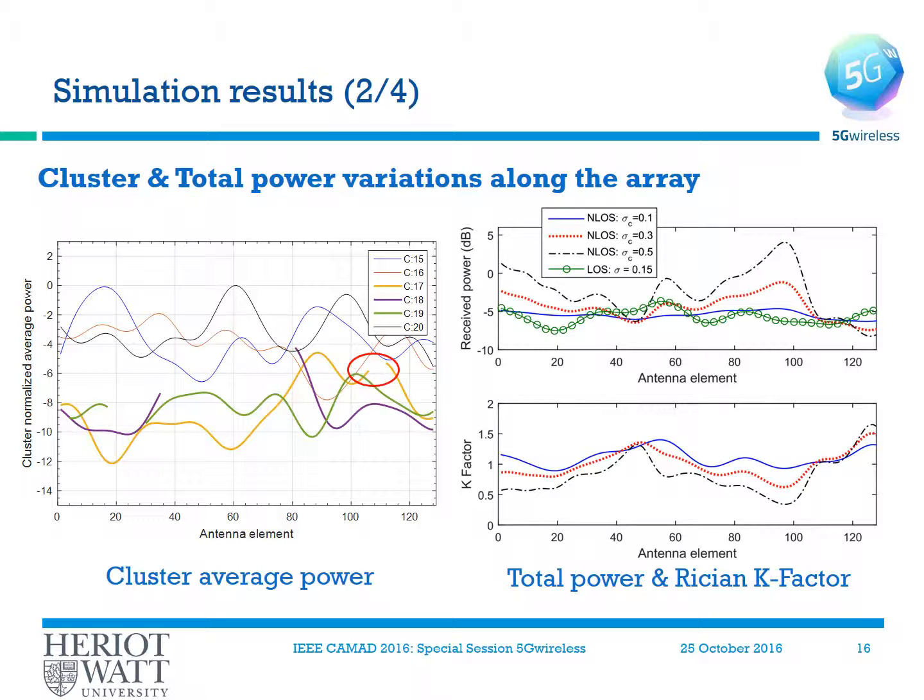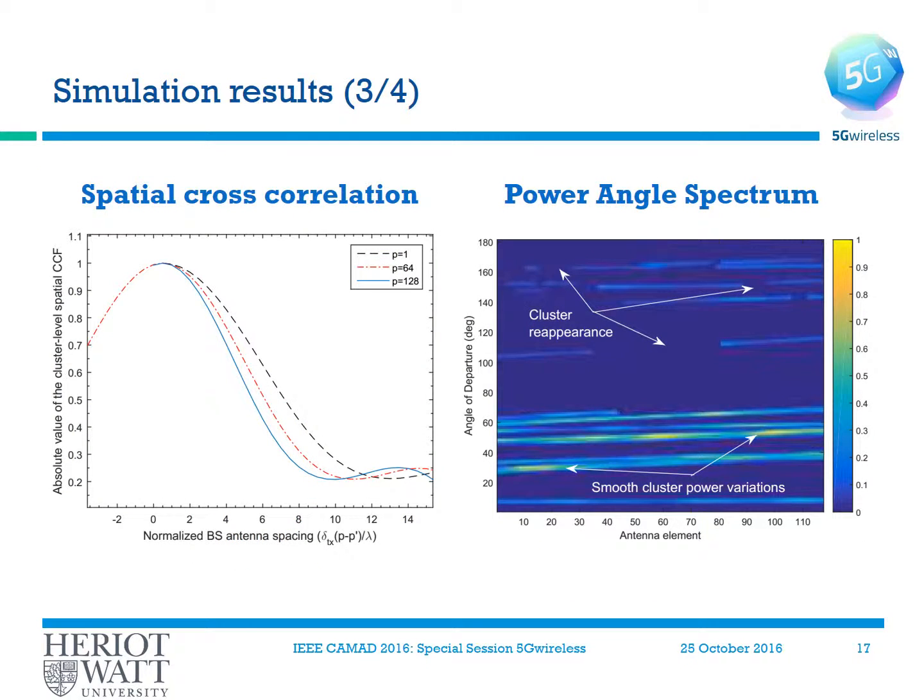Since the channel is non-stationary in the array domain, the space cross-correlation function must show this effect by depending on the antenna position, and not only on antenna difference. As you can see on the left, the cluster-level space cross-correlation function depends on the distance between the antennas and the position of the antenna itself, so it shows non-stationarity. On the right, the angular power spectrum shows linear variations of the angles of multipath components and smooth variations of the cluster average power as expected. Also, some clusters appear, disappear, and reappear as well.